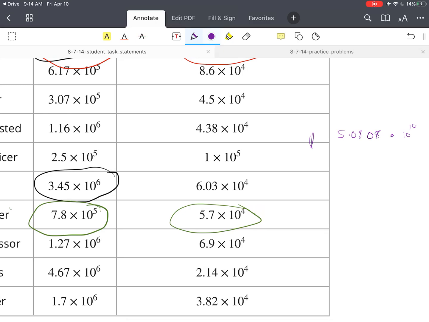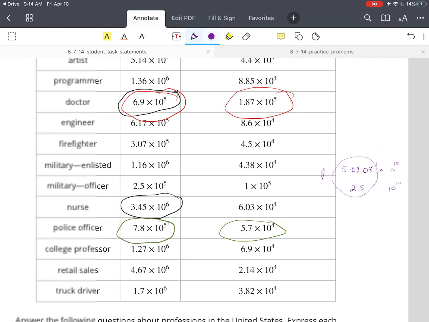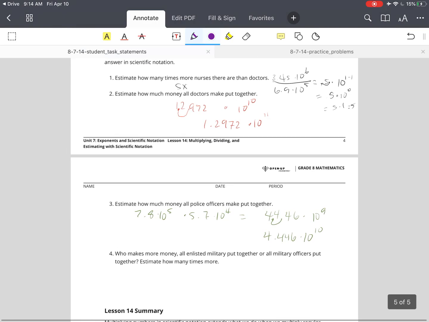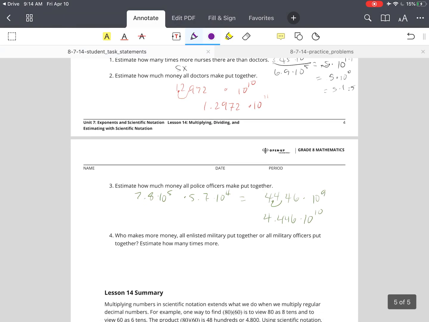And then the bottom one, it's 10 to the 10th, because it's 10 to the 5th times 10 to the 5th. So that's 10 to the 10th times, oh, that's easy. 2.5 times 1, that's 2.5. So if you just had to look at this, they have the same exponents. So how many times bigger is 5.08 compared to 2.5? It's about twice as much, right? It's about 2 times as much.